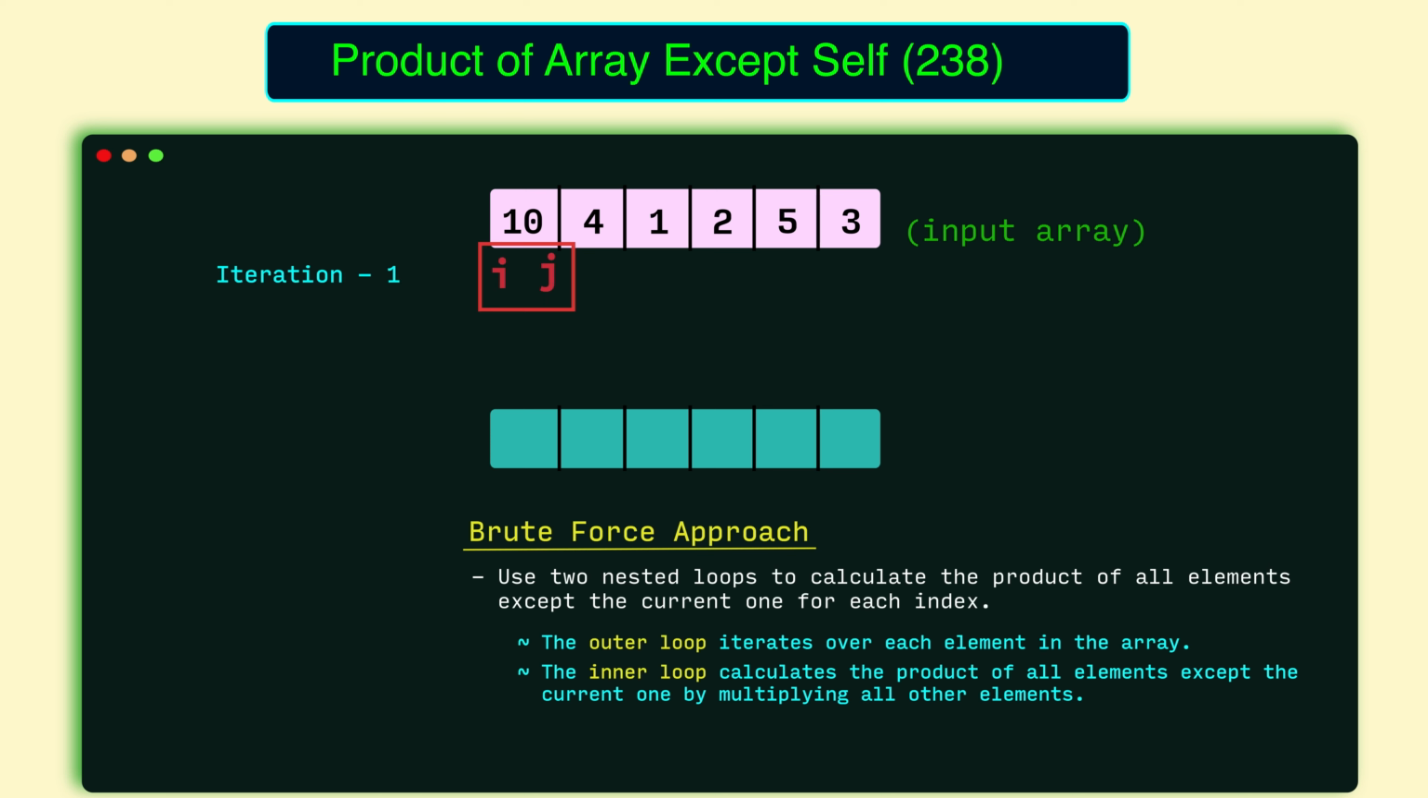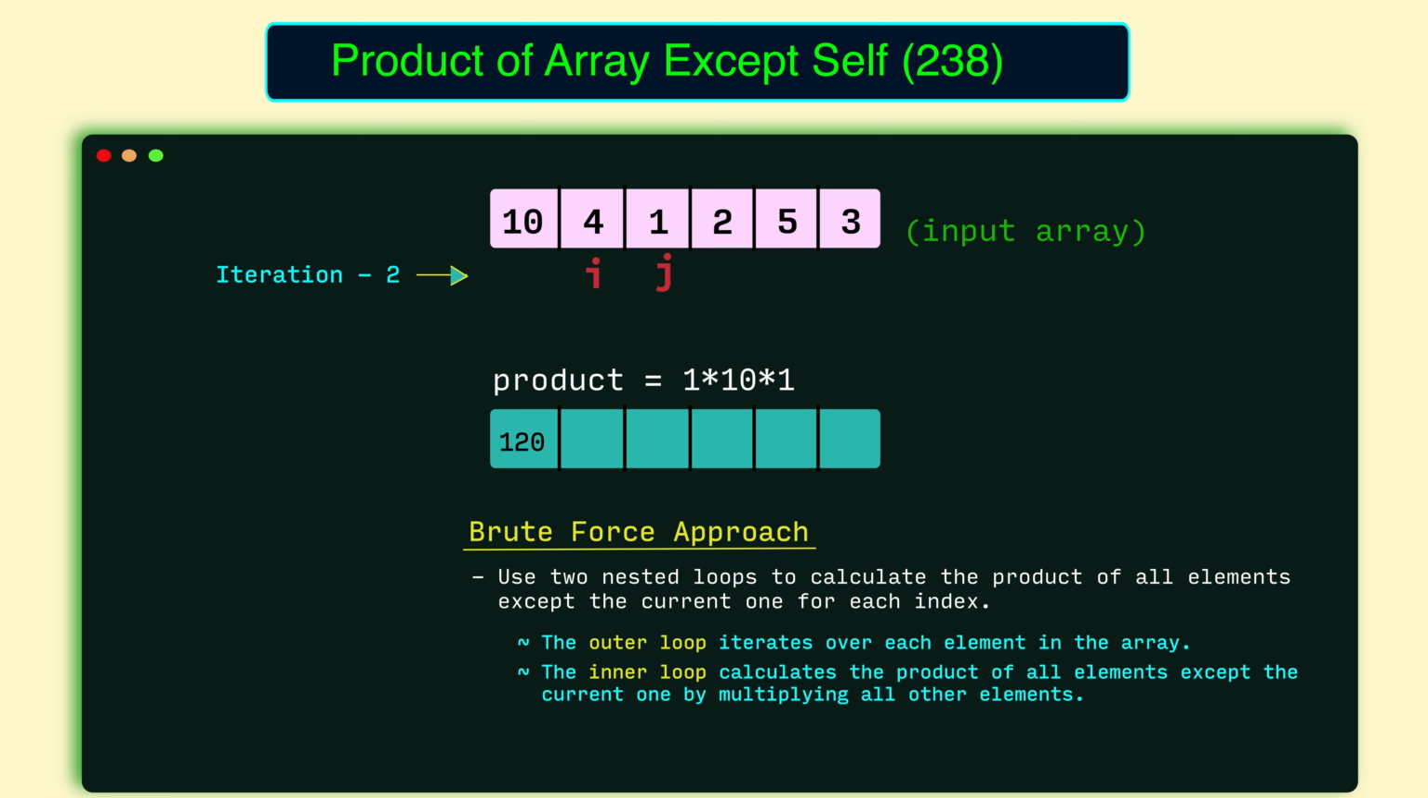Initially, we'll have 2 pointer variables, both starting at 0, which will serve as the starting points for our outer and inner loops. We'll also have a product variable where we'll keep updating the calculated product for each element through the iterations. When the first iteration starts, the calculation for the 0th index product will begin. The result will be 4 cross 1 cross 2 cross 5 cross 3, which equals 120. Similarly, for the second iteration, the result will be 10 cross 1 cross 2 cross 5 cross 3, which equals 300. And remember an important detail here.